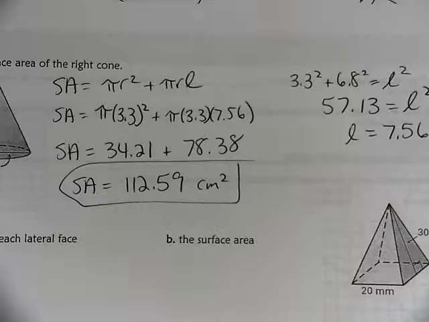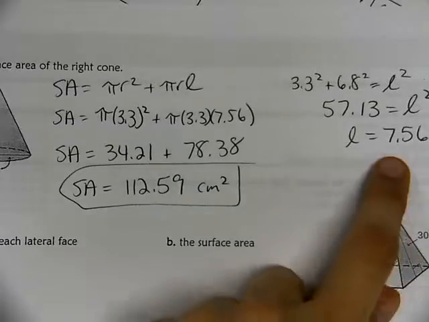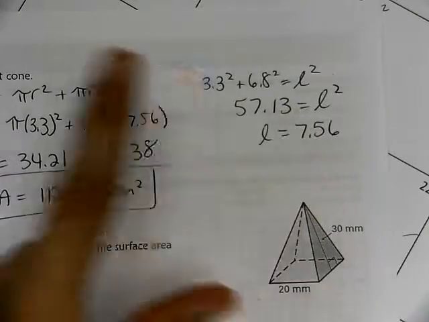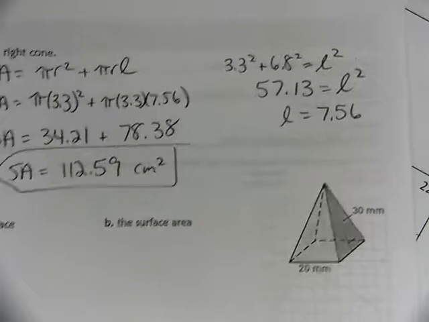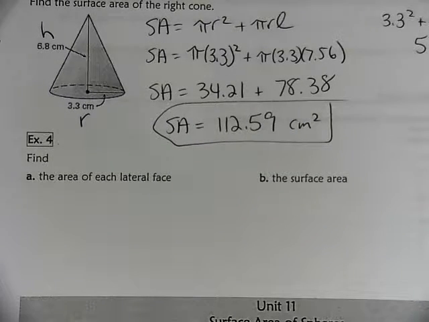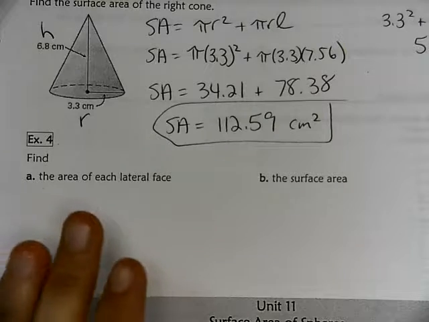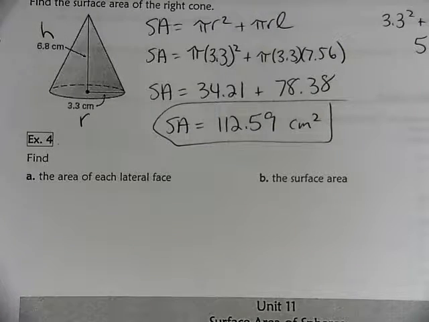So on your quiz, there'll be two problems where you're going to have to do slant height. Find the slant height first. I even say find the slant height, then find the surface area. One's a cone, one's a pyramid. Now the other way to do a square pyramid is to not use the formula. So this is only in case you don't want to use the formula.